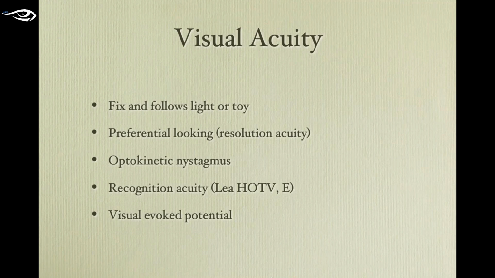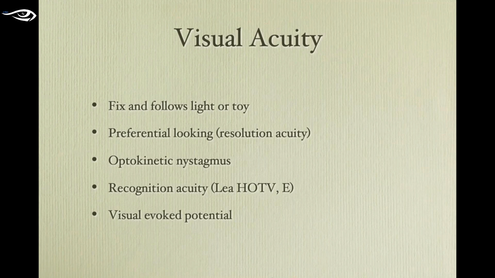Last thing I'll mention is visual evoked potential, VEP. And VEP is another technique that is always talked about as a way of measuring quantitatively the visual acuity of very young children or special needs kids. Visual evoked potential is used in hospital settings. It's not used outside of that, to my knowledge, at least in the US.